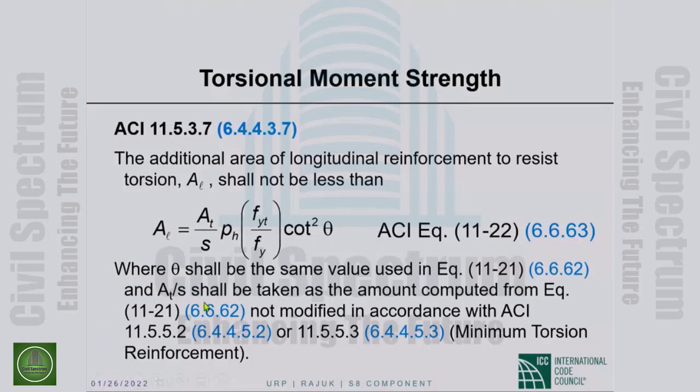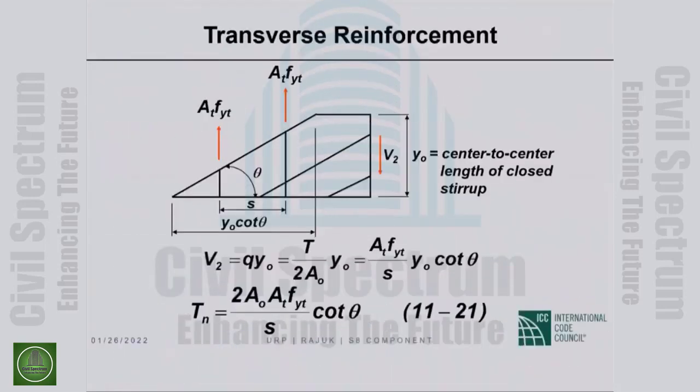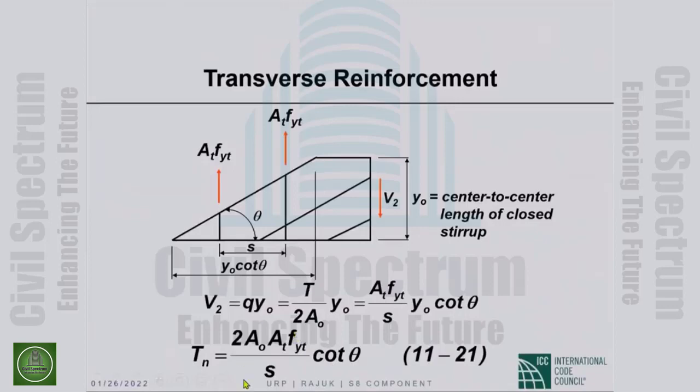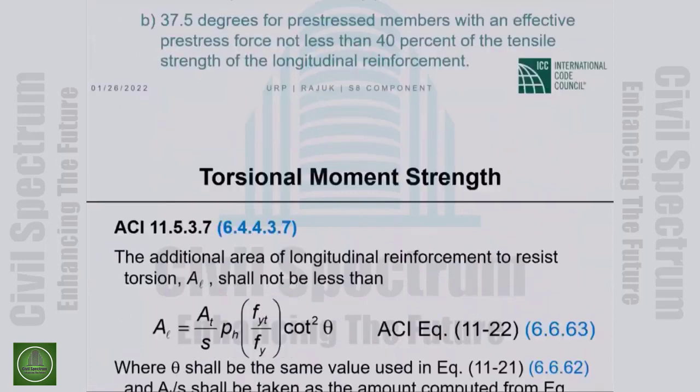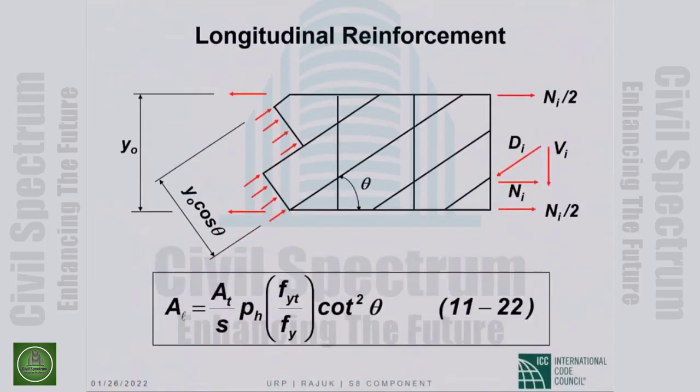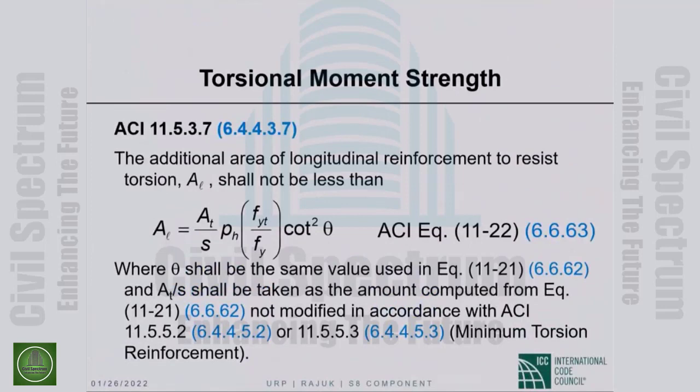where theta shall be the same value used in the previous equation for T sub n, and A sub T over S shall be taken as the amount computed. So A sub T over S shall be whatever we used here. Same A sub T over S will go into the calculation of A sub L, the minimum longitudinal torsional reinforcement that we need. Okay, so A sub L is given by this expression.